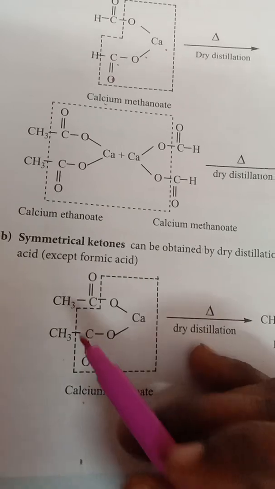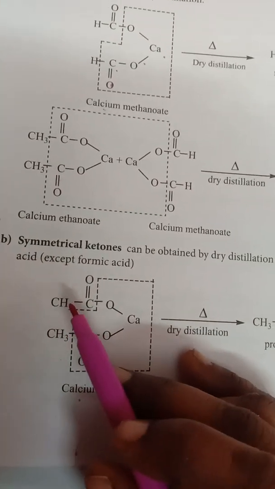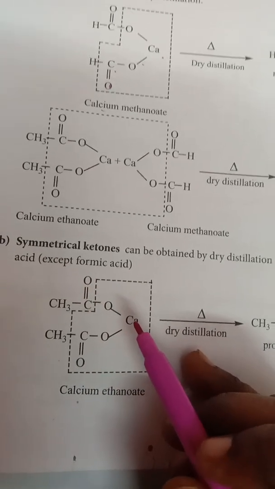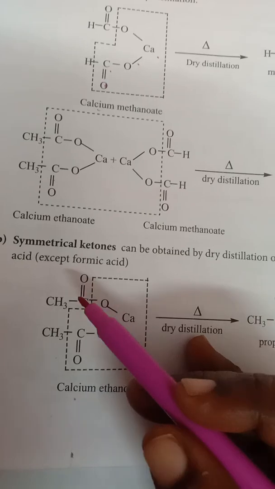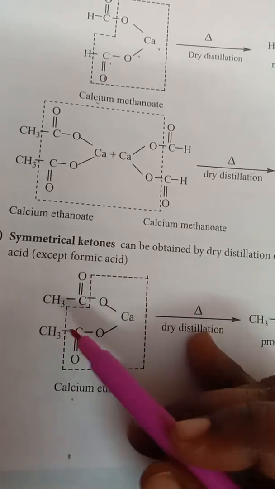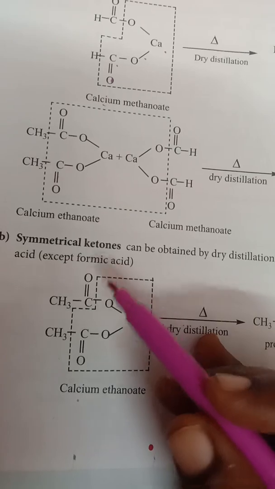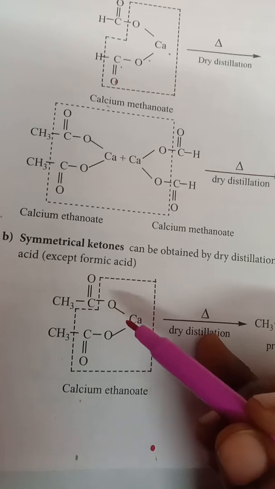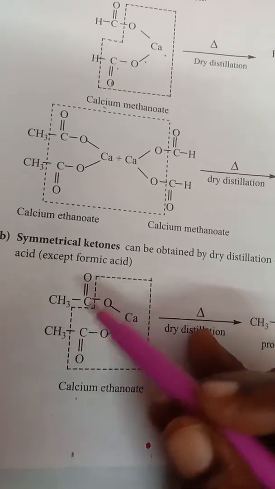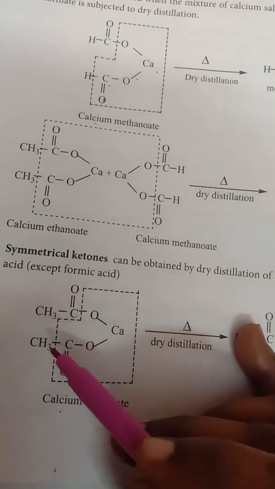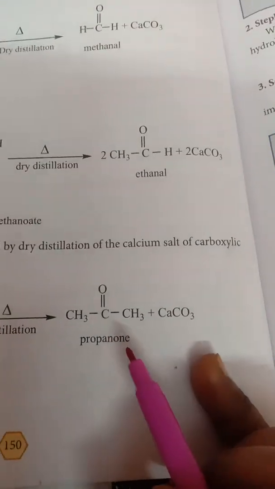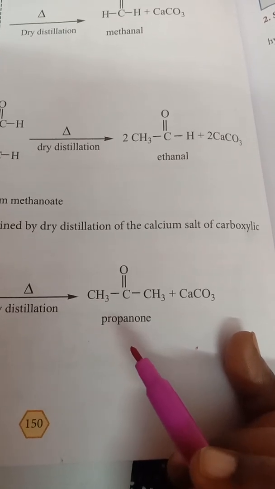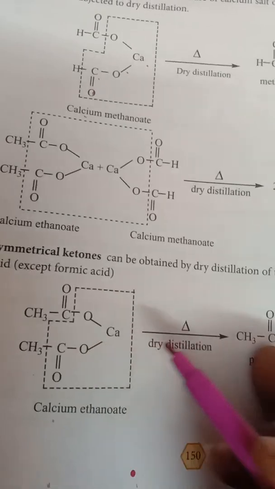Ethanoate means two carbons: CH3COOCa, H is replaced by Ca. That is the calcium ethanoate group. CH3COOCa and CH3COOCa: the CaCO3 group will be removed. If you remove it, you get CH3COCH3. It is propanone, and the common name is acetone. So how is acetone prepared? This is the process.